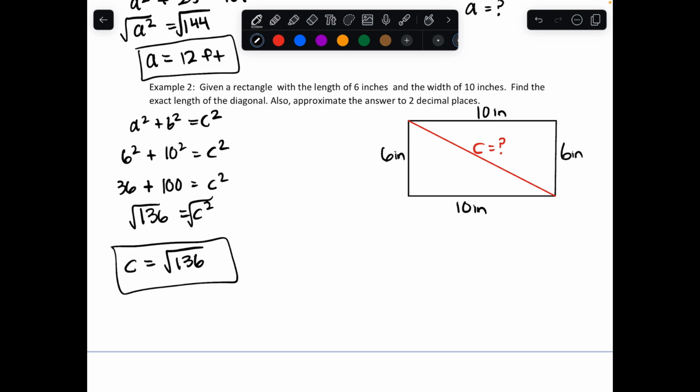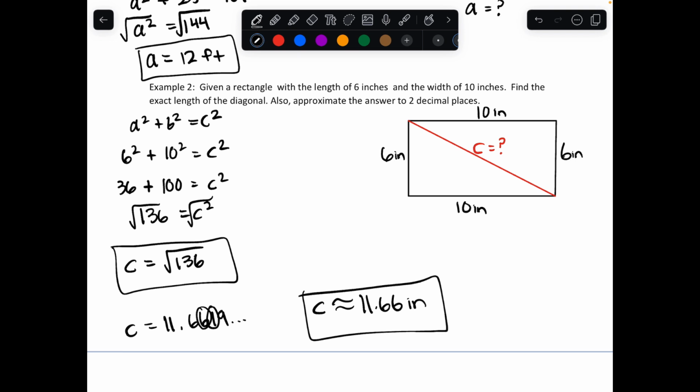So if you plug it into your calculator, you're actually going to get that C is equal to 11.6619, and then there's a bunch more numbers after that. But if we just want to approximate it to 2 decimal places, I can just round it, and so I say, all right, is this third number after the decimal greater than or equal to 5? No? Well, then I'm not going to change this number. And so we get that C is approximately 11.66 inches. And so we're done with number 2.